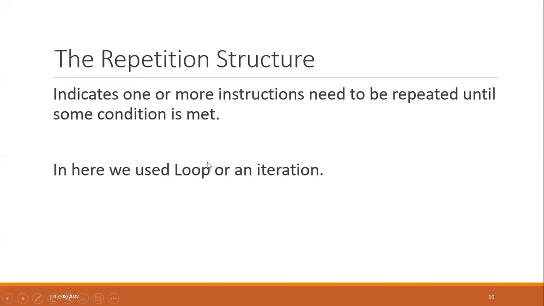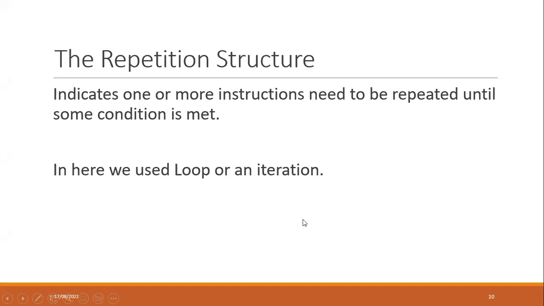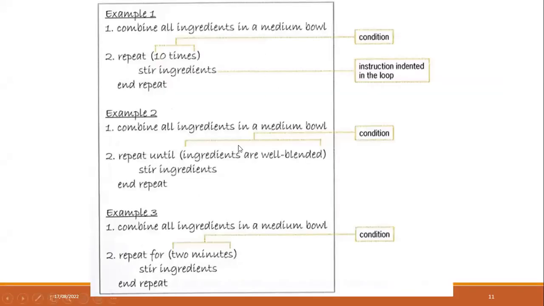The normal term, loop means you have to do the same thing again and again, right? Loop means that you do the same instruction again and again. Iteration is also the same. So in a repetition structure, we have to do the instruction repeatedly until the condition is met, right? So this is one example of repetition structures, right?